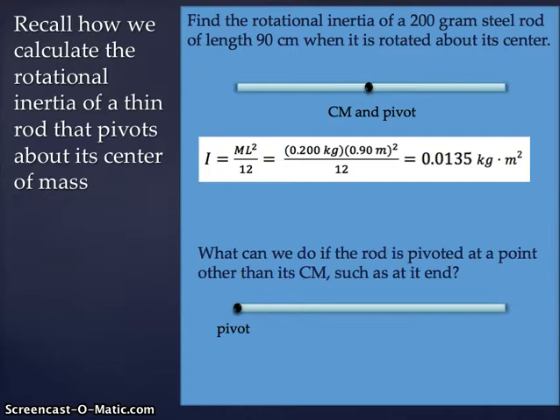But again, what would we do if instead of the rod pivoting around its middle point, what if it pivots around its end point? Maybe again it's on a hinge or something like that, or maybe this is a sword that somebody is holding on the end point.